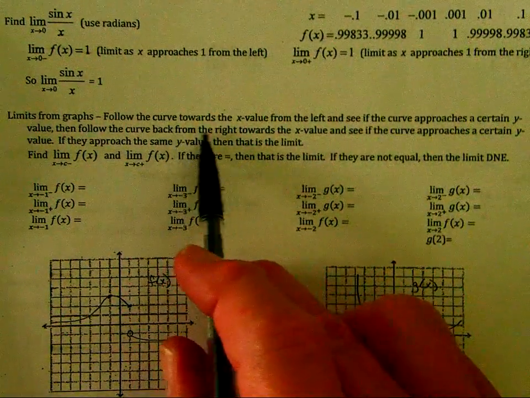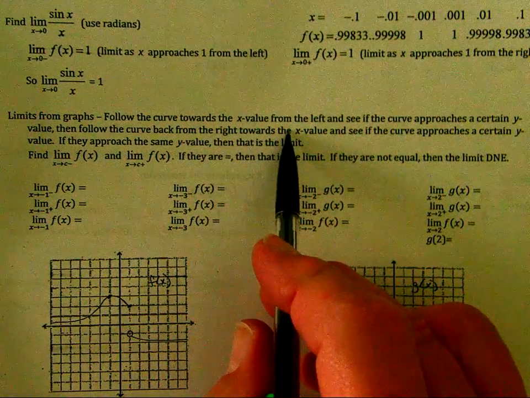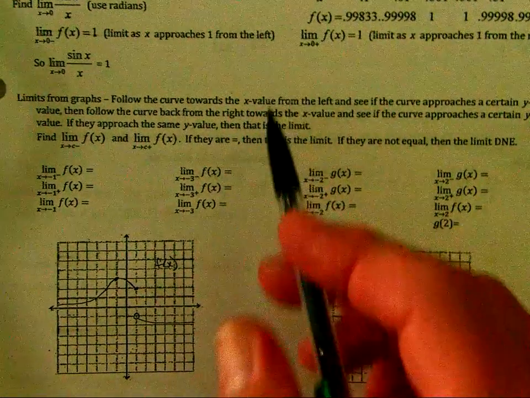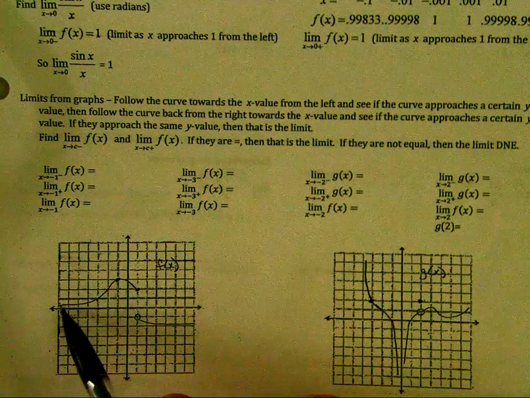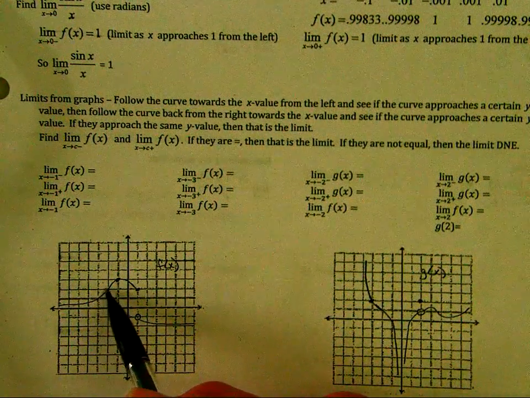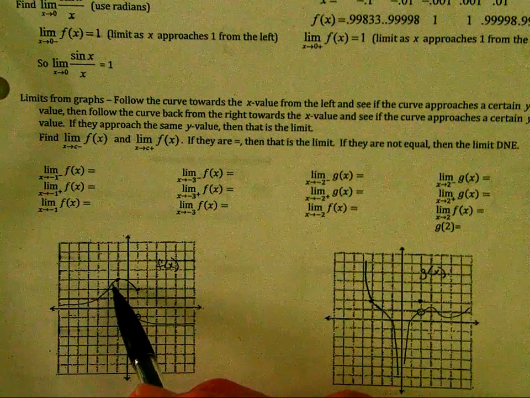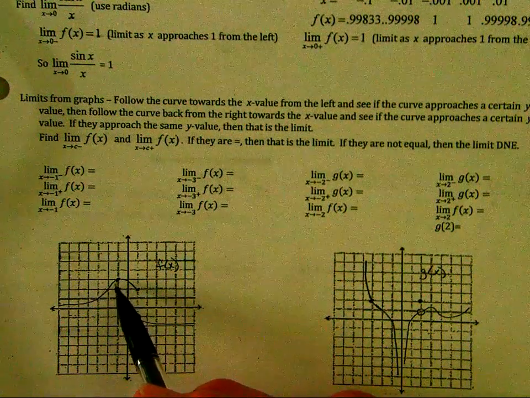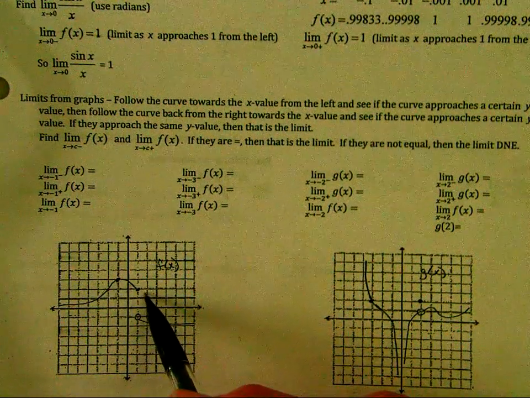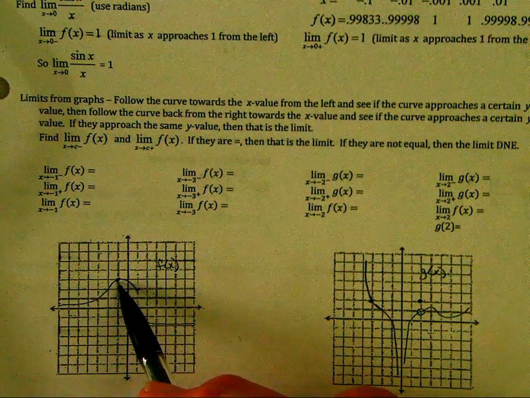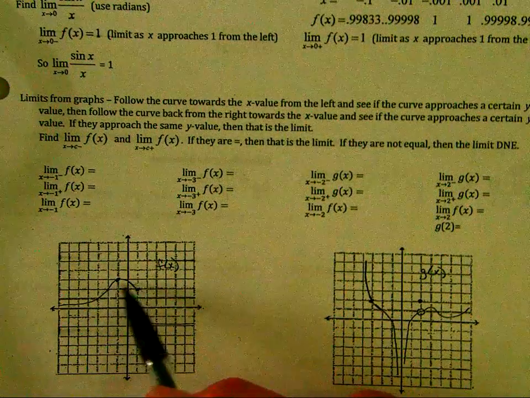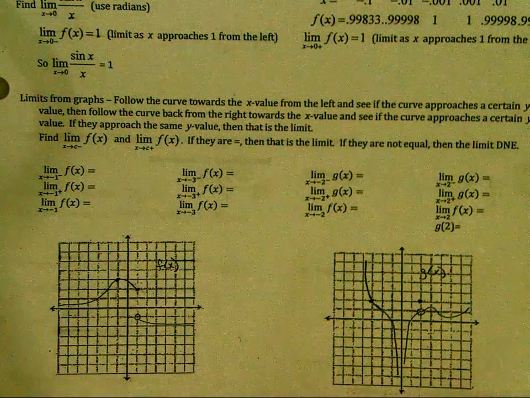So we're going to follow the curve towards the x value from the left. Like here, we're going to come closer to -1. Let's say here's -1 right here. We're going to approach from the left and see what happens to our y values, whether they get closer and closer to a certain number. Then we look backwards from the right. As we come back from the right, do our y values get closer and closer to a certain number? If they get the same number from both sides, that is our limit.